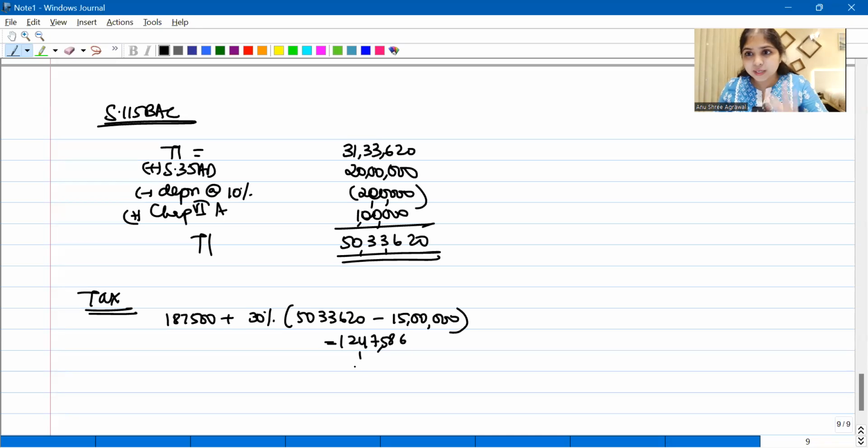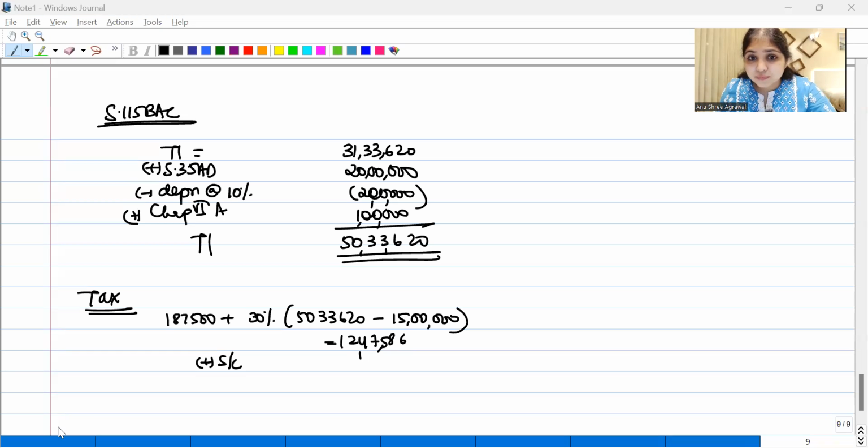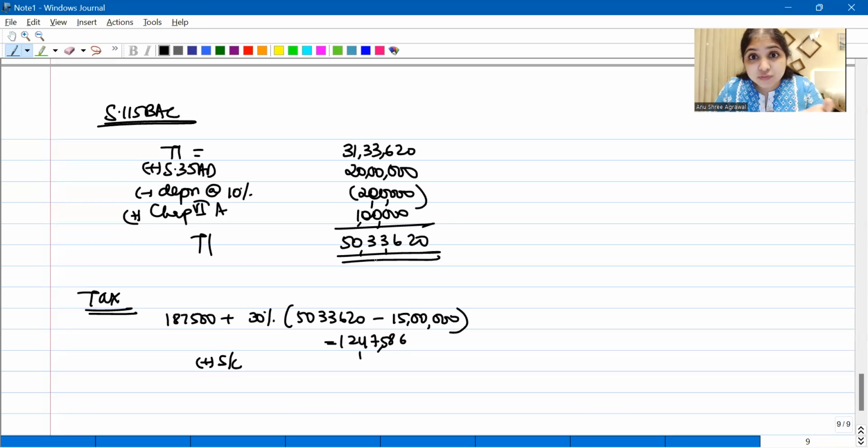Will I have 87A rebate? No. This number is more than 5 lakhs. Will I have surcharge? Yes, I will have surcharge. Why? Because my income is more than 50 lakhs, right? Even in 115BAC, do you have surcharge and all? Yes, you have under 115BAC also. So you will have surcharge at what rate? More than 50 lakh up to 1 crore, you will have at the rate of 10%. That's going to be 1,24,759.